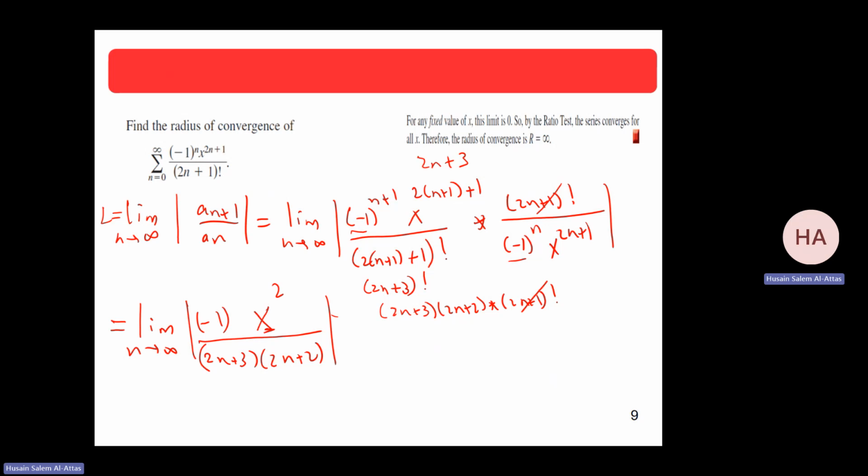x is a fixed number. So I have a number over infinity, and that will be 0, which is always less than 1. So the series converges what?